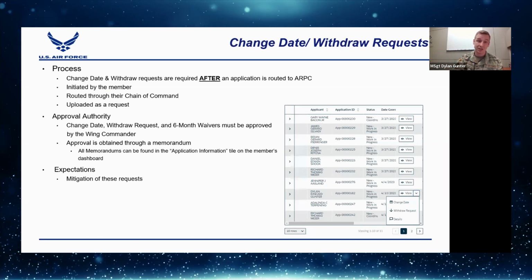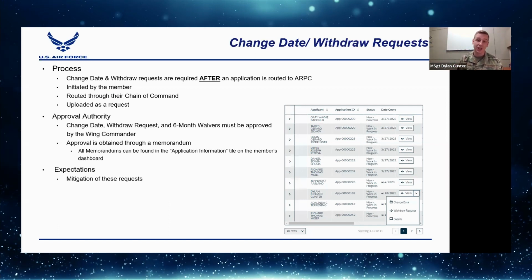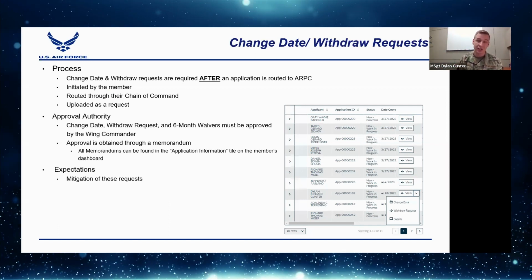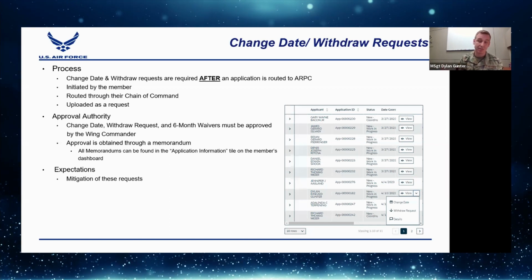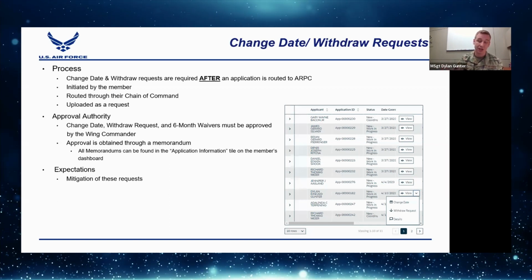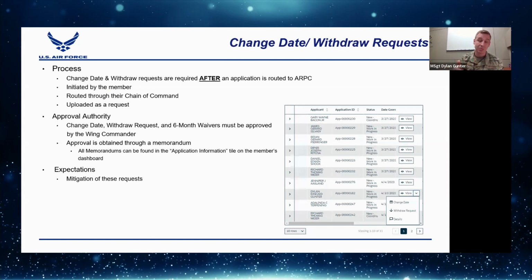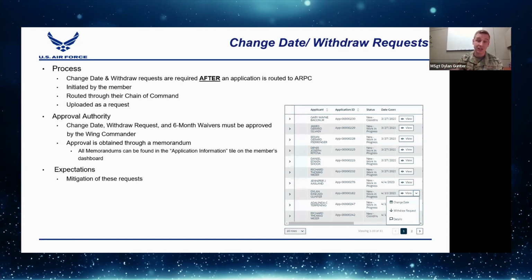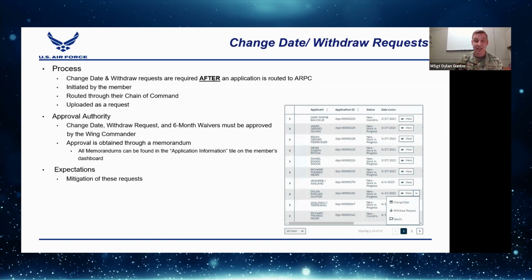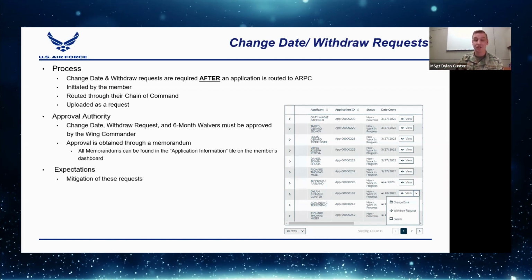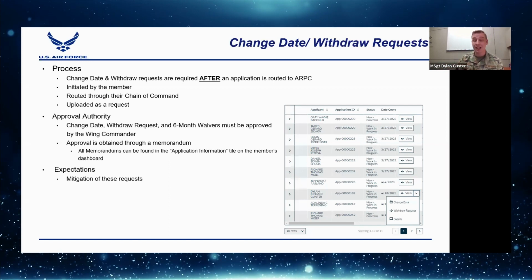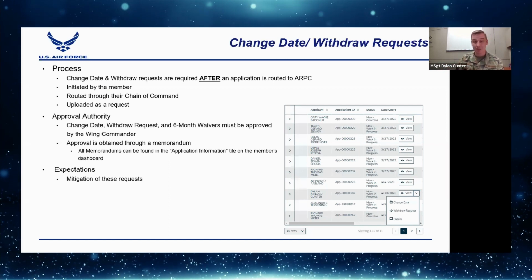As you see on this screenshot, they can click change date or withdraw request. And the same process will occur. That pop-up will populate. You will attach the document. You will provide your justification and hit submit. The status and substatus is what will inform the technician that a change date or withdrawal request has been requested.